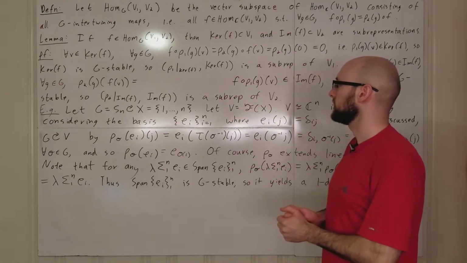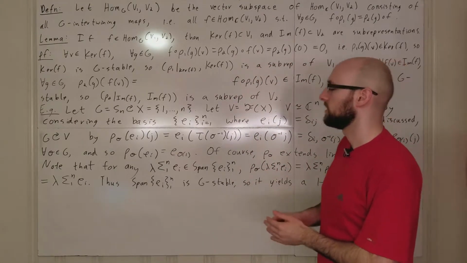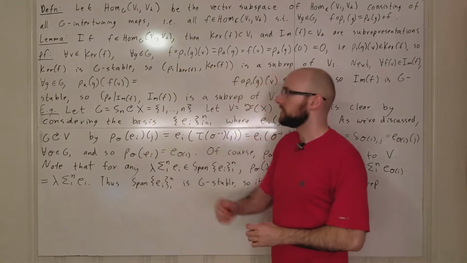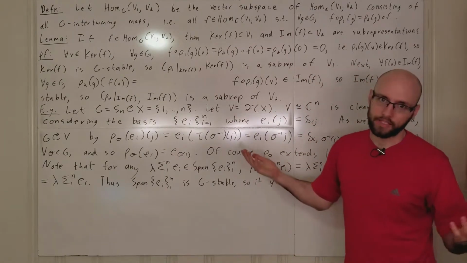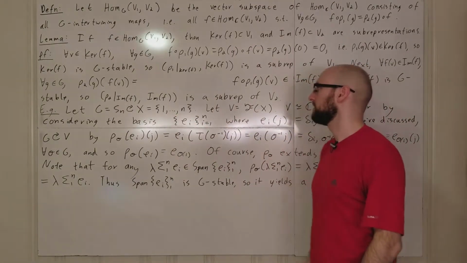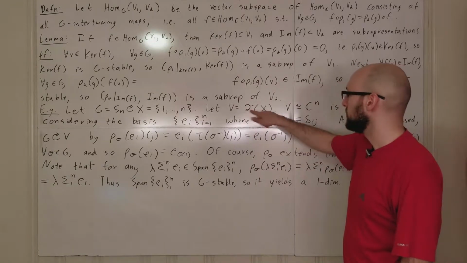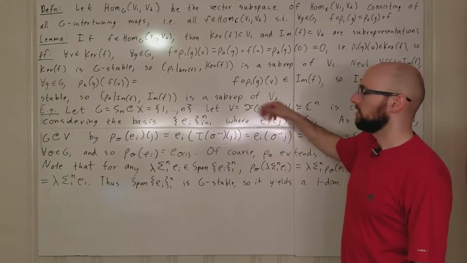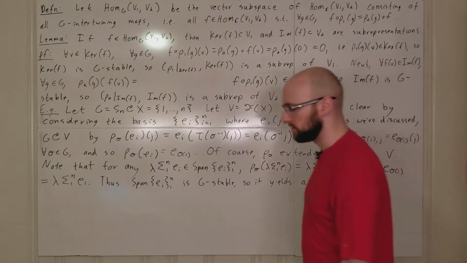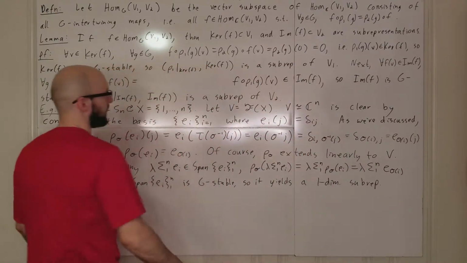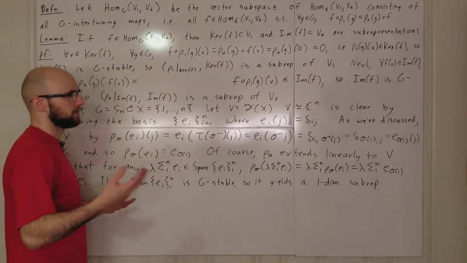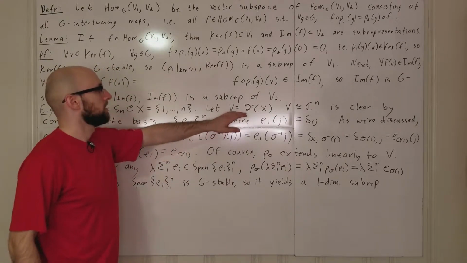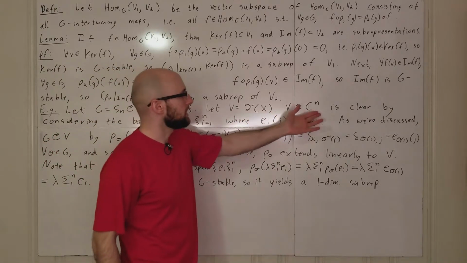Okay, now for the next thing. Let's look at an example. We're going to take our group G to be Sn, which we know acts on the set of indices from 1 to n. And now we're going to let V be the collection of all complex valued functions from X into C. So you plug in an index between 1 and n, and you'll get out a complex valued number. But it turns out that this collection of functions is isomorphic to Cn.